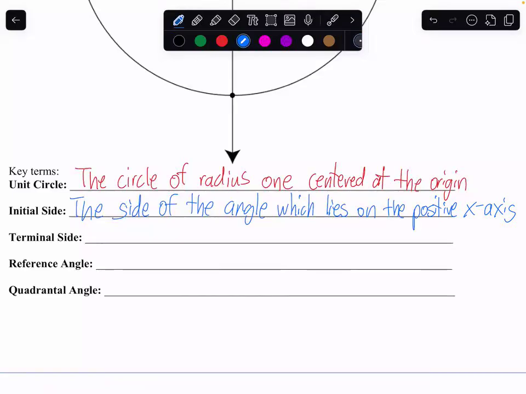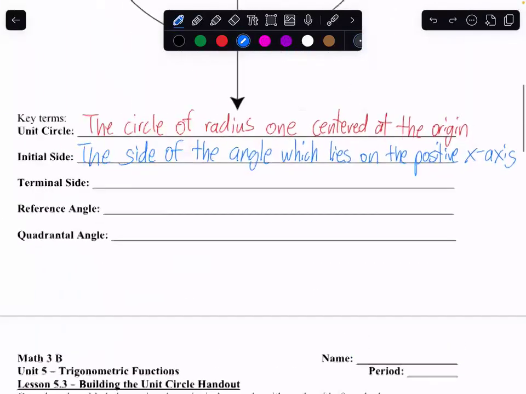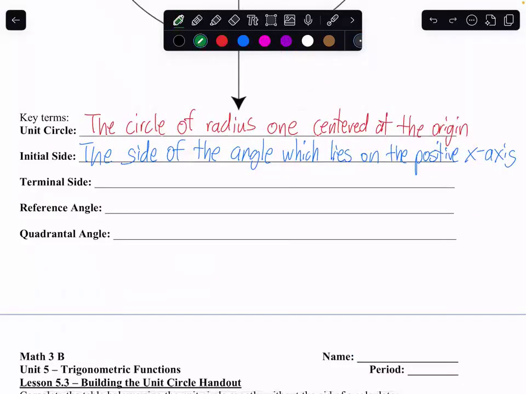Okay, so for standard position, which we mentioned last class, every single angle has its initial side on the positive x-axis. So every single angle will start right here. Then what makes them different is their terminal side. We'll describe this as the side of the angle which defines the angle.